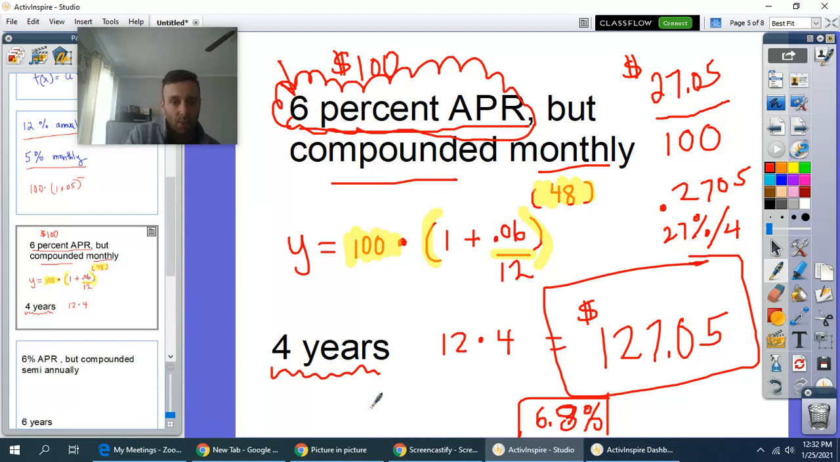Remember, the way I got 6.8 was I took the amount of interest I actually earned, and I divided it by the original amount. And that got me my percent. But remember, you also have to account for the time. And then I divided it by 4 because that was after 4 years, and I wanted to know how much percent I was getting every year. All right? Let's have you try one.